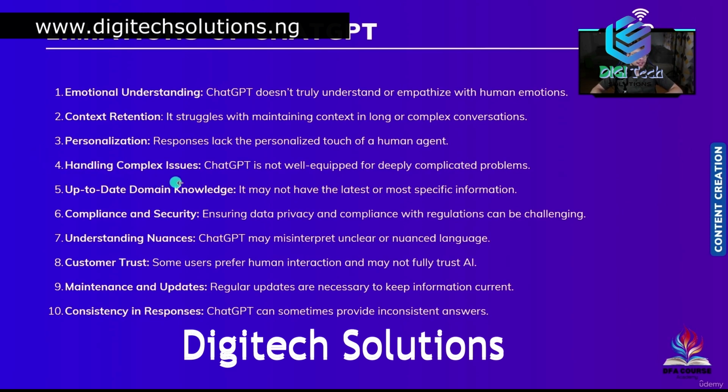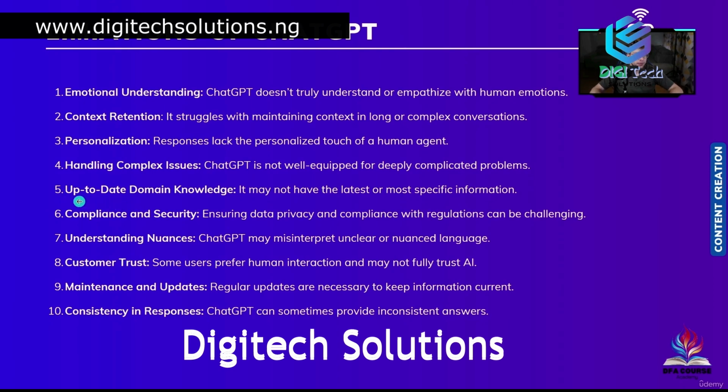Number 4 is handling complex issues, so ChatGPT is not well equipped for deeply complicated problems. So if you have a relationship with a customer, and you've got a case about some specific topic with a lot of additional data, all of the single facts that you need to remember, ChatGPT won't be able to handle this complex and very wide topic. So just remember it can't understand the emotions or even all of the facts from the specific case. Sometimes it can even lack a lot of knowledge about some specific topic.